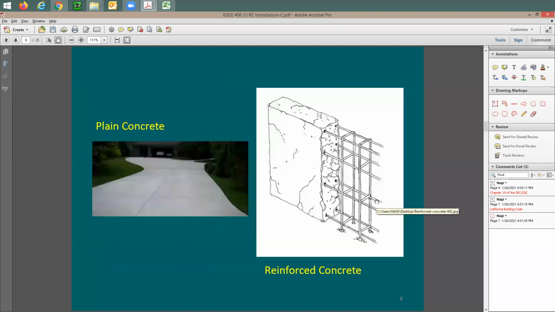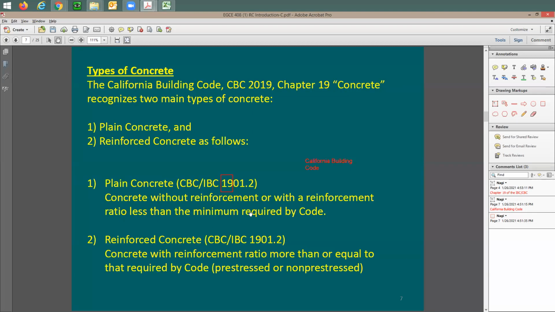So let's say the code says in a beam like this, you need to have at least, let's say, 8 bars in this direction. And then you come here and you just put a couple of bars. In this case, we're going to consider it to be plain concrete, not reinforced concrete. So in order for you to go to reinforced concrete, you need to have enough reinforcing according to the code. I want you guys to be sure about this, because this is going to be one of the questions that you're going to see maybe in your midterm and also in your homework.